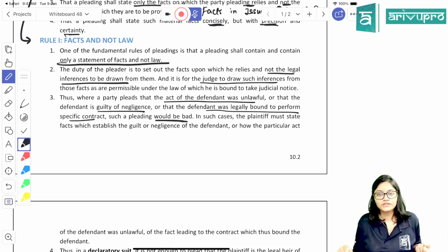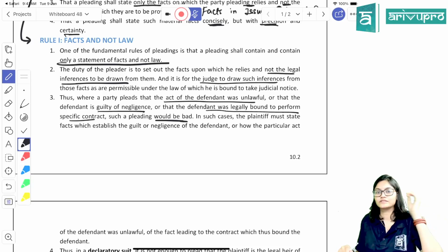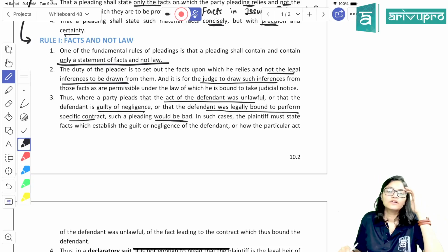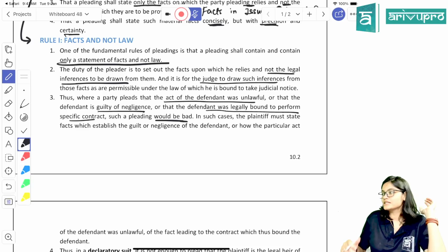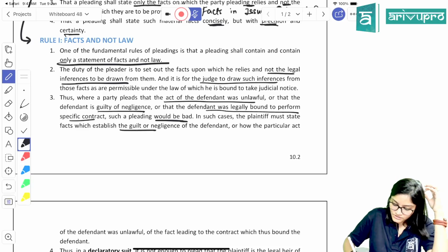That is why you are coming to us to decide whether he has done any negligence or not, right? You just prove your facts, what he has done. Don't tell us whether he was legally bound to do it or not, correct? In such cases, the plaintiff must state the facts which establish the guilt or negligence of the defendant.